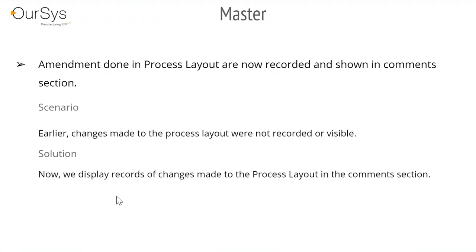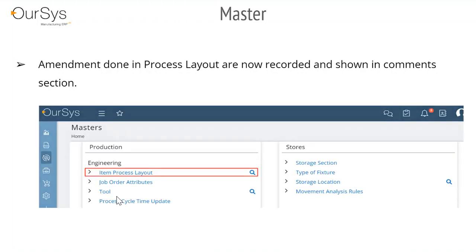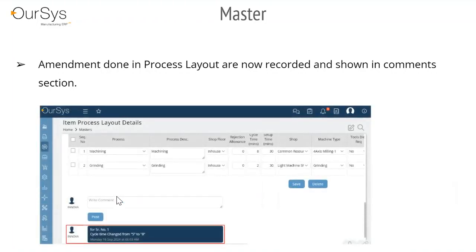Under the master, we have a link called item process layout, where if you make any changes in the existing process layout, a comment will be posted here defining what the earlier process layout looked like and what the current change is.